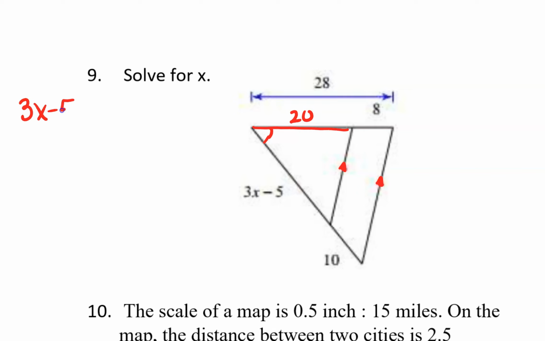3x minus 5 over 20 equals 10 over 8. We should see a proportion there. Again, I could reduce this proportion, and I'm going to do it without, for those of you that don't want to reduce your proportion.